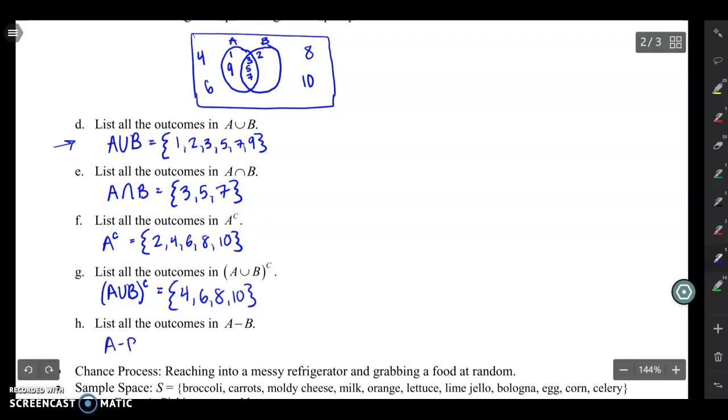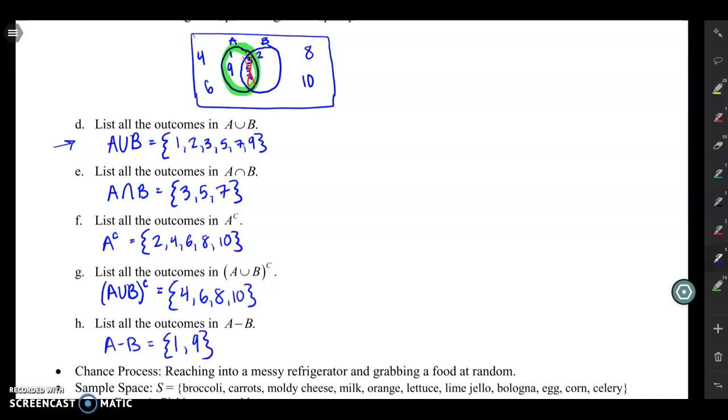And my final question for this example is I want to list all the outcomes for A minus B, which means I'm going to look at everything that's in A. Let me grab a highlighter. Everything that's inside the A circle. And then I'm going to take away all the things that are also part of B. So I'm basically going to get rid of the 3, 5, and the 7. So the only thing that's in A but not in B is 1 and 9.